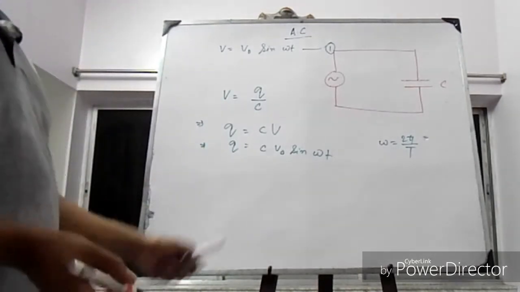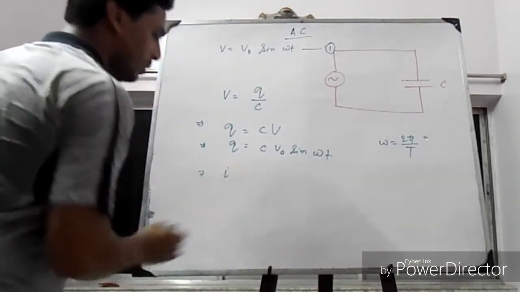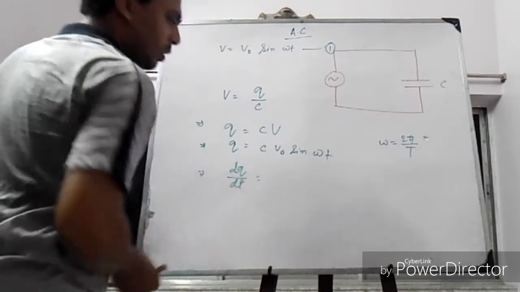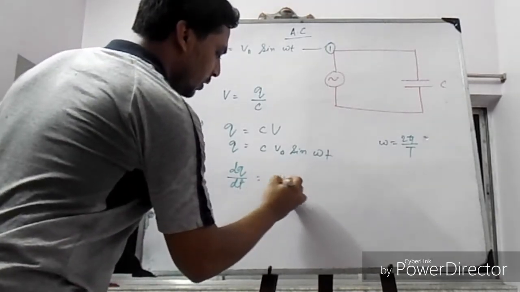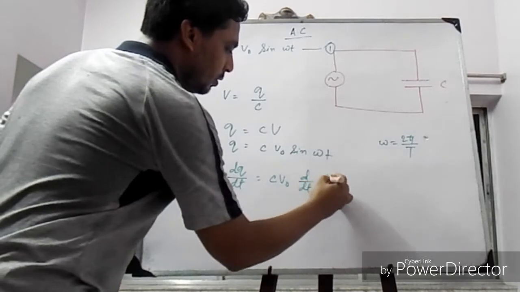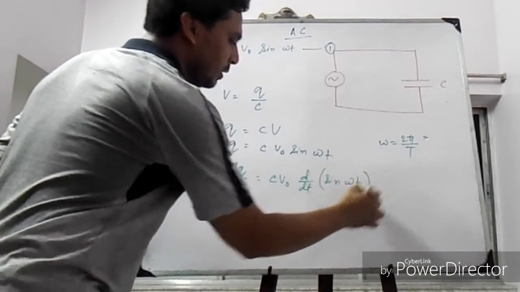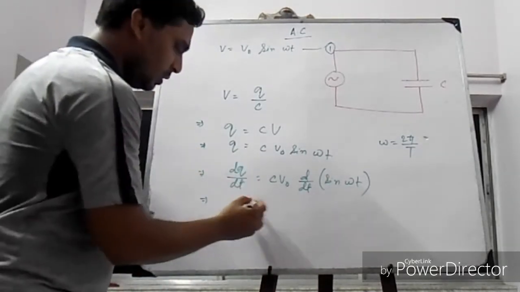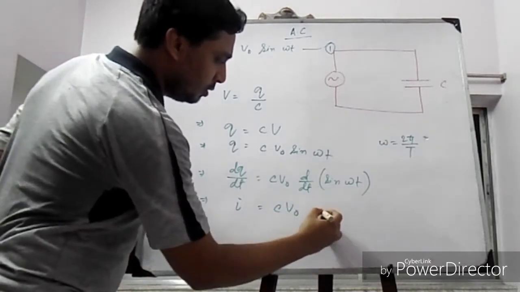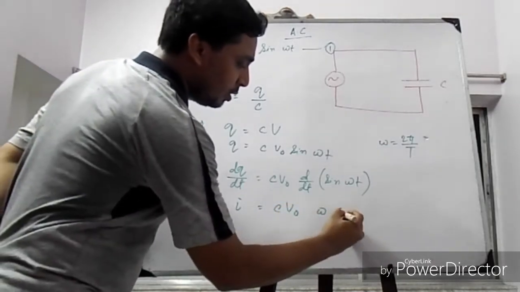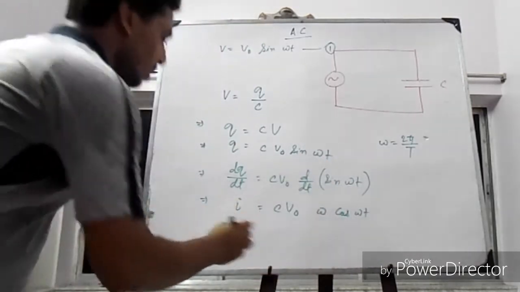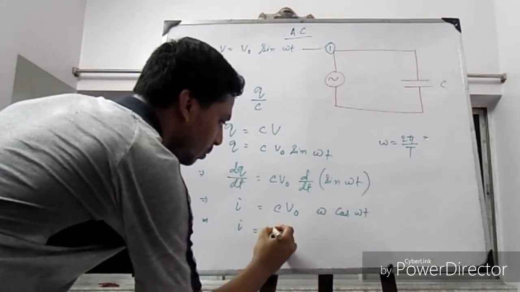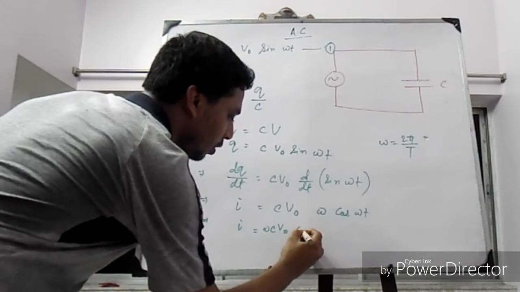Now current I equal to dq by dt, that is equal to C V0 d by dt of sine omega t. Now dq by dt is the instantaneous current in the circuit. It is I equal to C V0 omega cos omega t. This is equal to I equal to V0 omega C cos omega t.